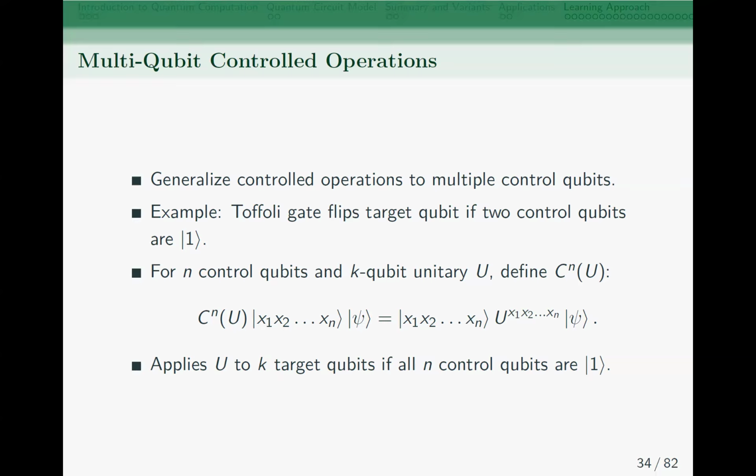So this Toffoli gate basically flips the target qubit if two control qubits are 1. So the Toffoli gate is a 3-qubit gate. If the first two qubits are all 1, then it will flip the third qubit. Okay, so you can ask, then how about this multi-qubit control operation? And the theorem says that if you have C-NOT, then you can do it.